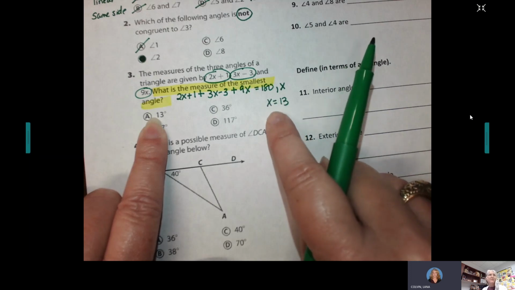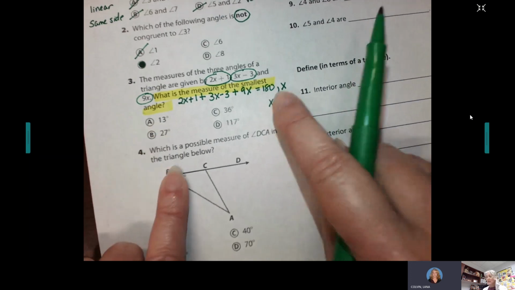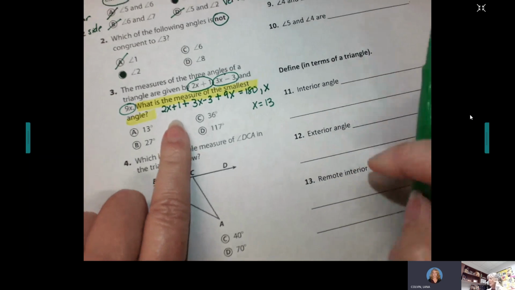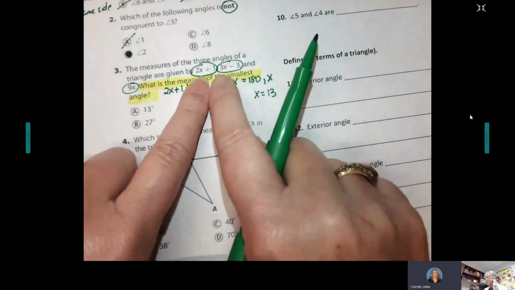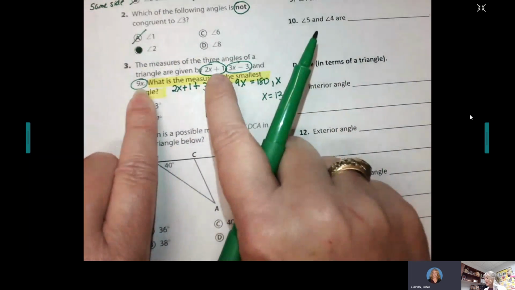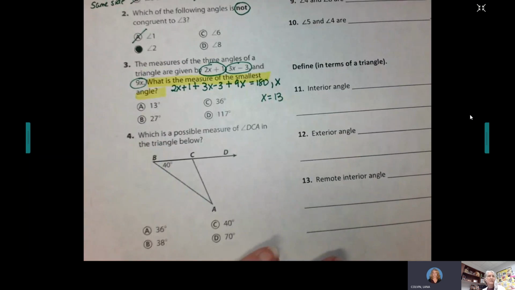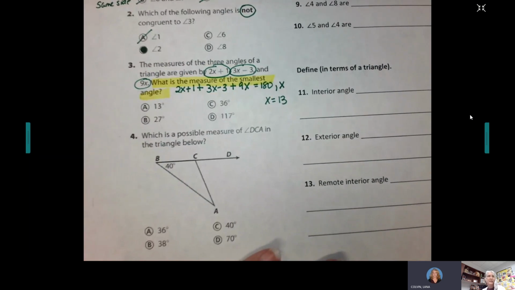What do I have to do next? This is only step 1. Yeah, you got to plug it in. Now let's think about this for a minute. The smallest angle. Which one of these do you think is going to be the smallest angle? The 2x plus 1, the 3x minus 3, or the 9x? Think about it for a second. Which one do you think is going to be the smallest?